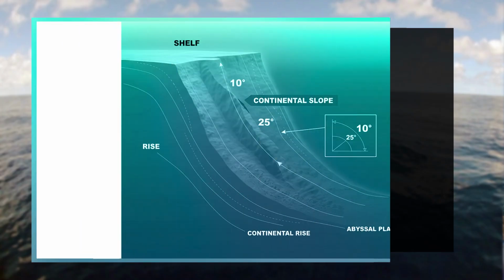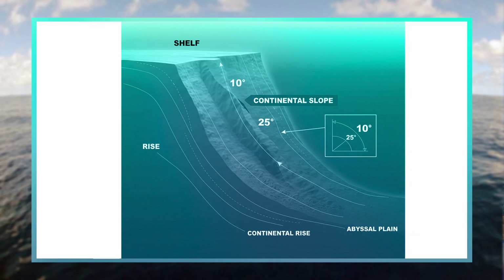In reality, the slope angle is highly variable. On passive margins like the east coast of the Americas, slopes are typically gentler. On active margins like the Pacific Ring of Fire, as it is commonly known, slopes are much steeper, often exceeding 10 degrees and can be as sharp as 25 degrees in some sections, forming near vertical walls. The third is the continental rise.